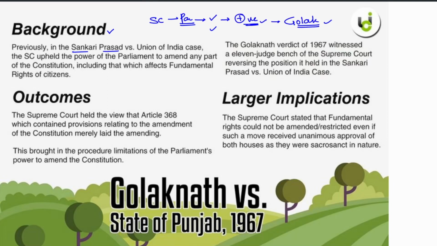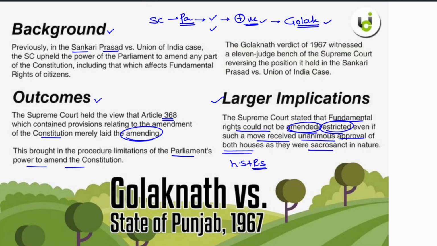So, what was this? The Supreme Court held in this case that Article 368, which contained provisions relating to the amendment of the Constitution, merely laid down the procedure for amending. Okay, it did not tell what can or cannot be amended. So, this brought in the procedural limitations of the Parliament's power to amend the Constitution. Basically, the Supreme Court stated that fundamental rights could not be amended or restricted even if such a move received unanimous approval of both houses, that means Lok Sabha as well as the Rajya Sabha, as they were sacrosanct in nature. So fundamental rights could not be amended or restricted.